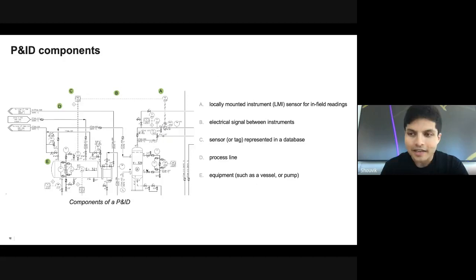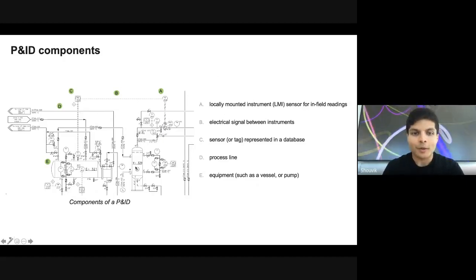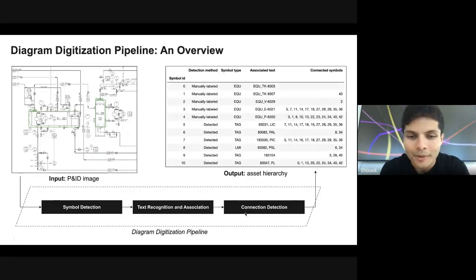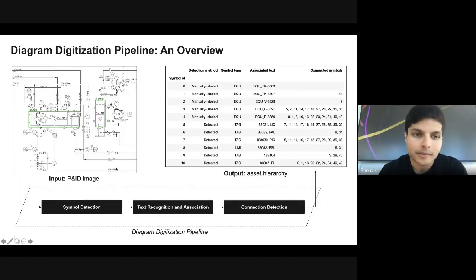So the goal of this diagram parsing will be three steps. Number one, to detect these tag and LMI symbols. Number two, to detect and parse the text inside these specific symbols. And number three, to detect connections between various symbols so that we can link symbols to each other in this asset hierarchy. Okay, so let's get started. First, I'd like to give you an overview of our machine learning pipeline, which we use to digitize these diagrams. As input, this pipeline takes in the image of the diagram, as well as an optional set of manually labeled symbols, such as equipment.